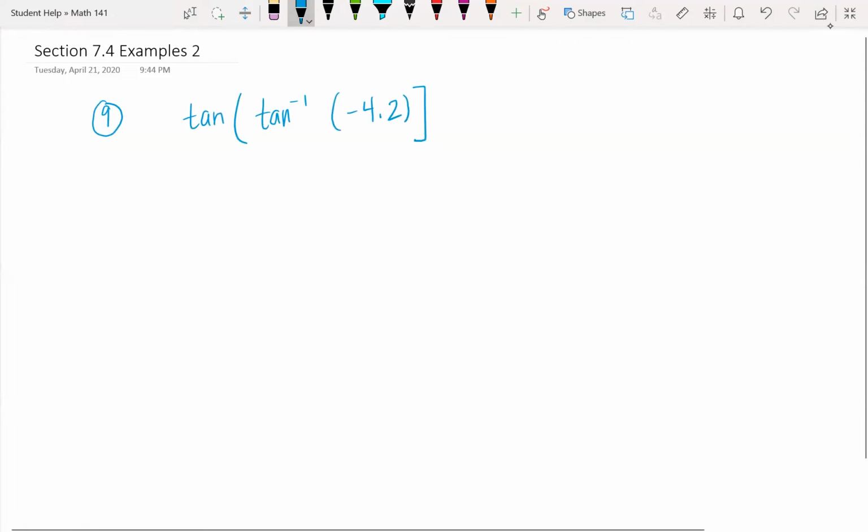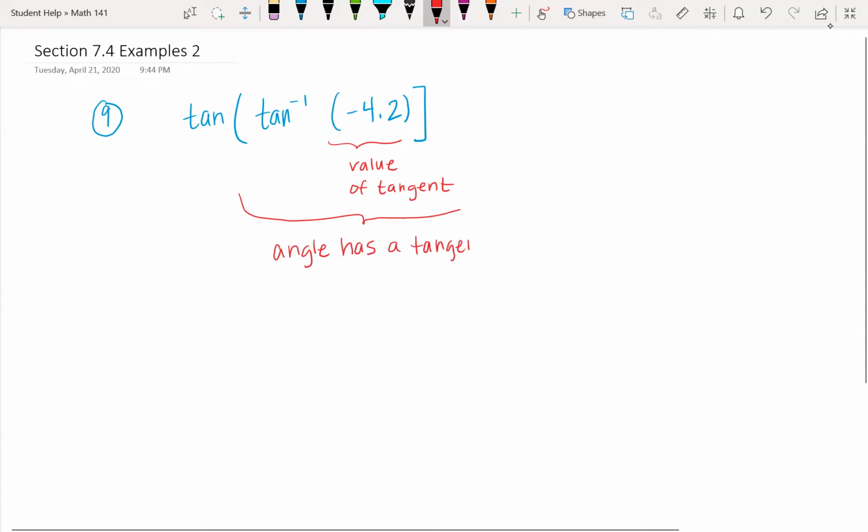So I have a value of the tangent. This is asking us what angle has a tangent of negative 4.2. And then the larger question is asking us, what is the tangent of that angle?